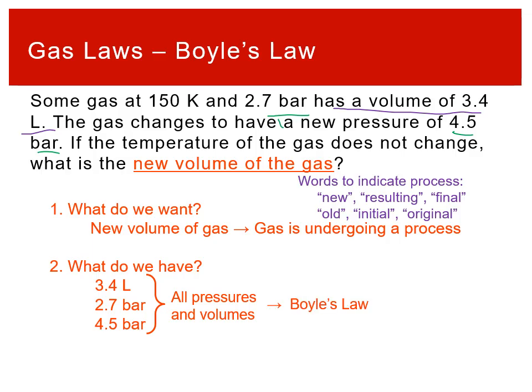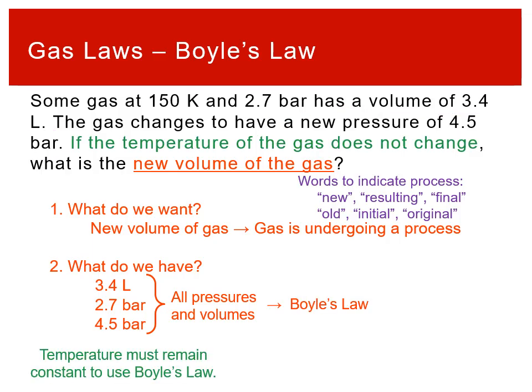So we'd be looking to apply Boyle's law. Importantly, the temperature must remain constant in Boyle's law. You'll note we're told that it's at 150 K initially. We may be tempted to try to use Charles's law, but the temperature does not change. If the temperature isn't changing, that's not what's driving the process happening. And so we don't need to worry about that. But this temperature is constant, which means we can use Boyle's law.